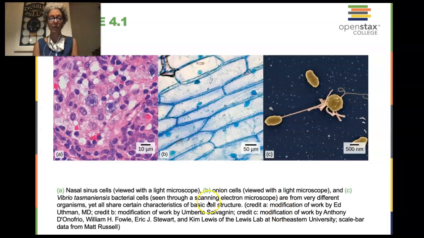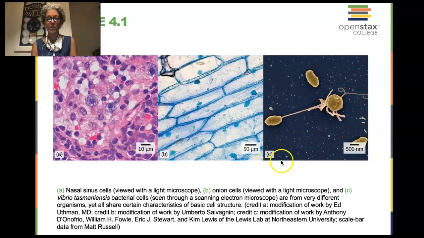But they are eukaryotic, they do have a nucleus, and the size bar looks to be about the same length, but that length represents 5 times as much distance. So these onion root cells are significantly larger than the nasal sinus cells.